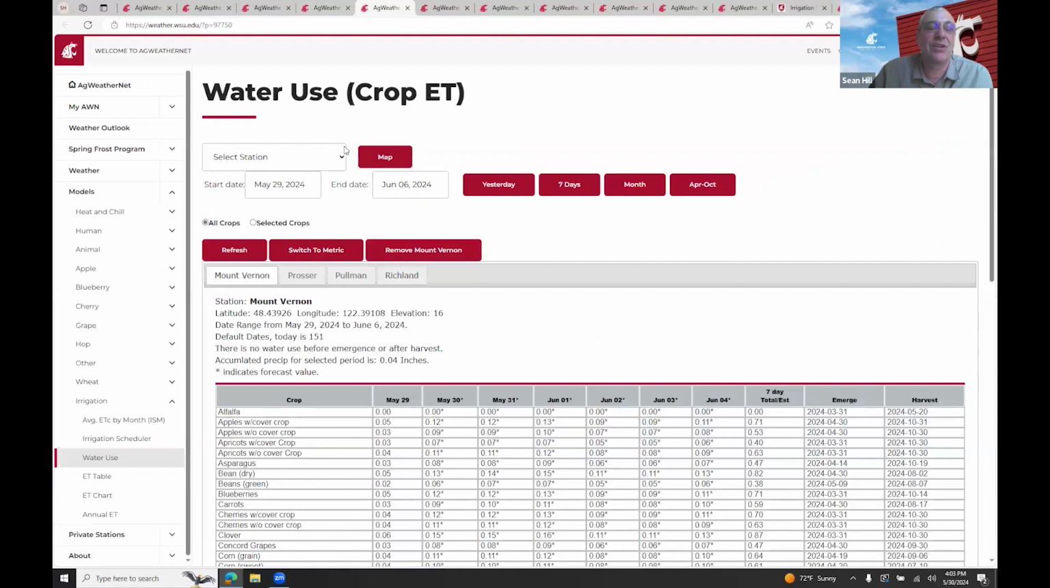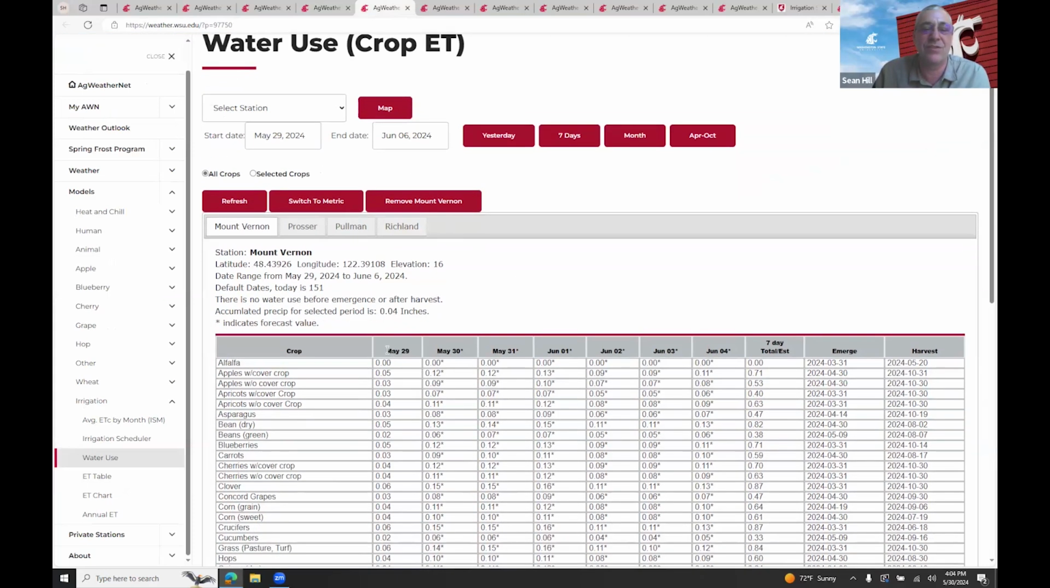Next tool I'm going to show is the legacy water use model, not as sophisticated as the irrigation scheduling tool, but it can be useful in some situations. What it lets you do is come in, again, select your weather station and your date range of interest. By default, it'll choose the current date and the forward-looking next forecast 6 days.